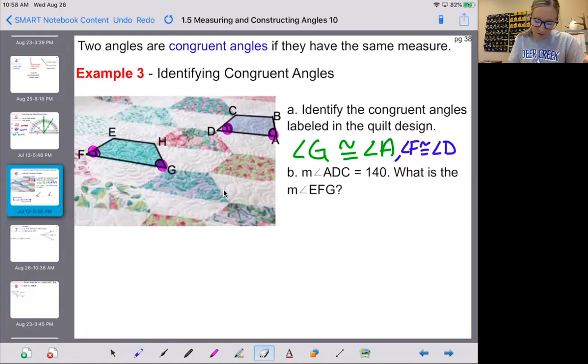Now, let's try to answer some of these questions. It says the measure of angle ADC. So ADC is 140 degrees. What is the measure of angle EFG? Well, we talked about how earlier these little arcs mean that they're congruent. And so, of course, this one over here is also 140 degrees.